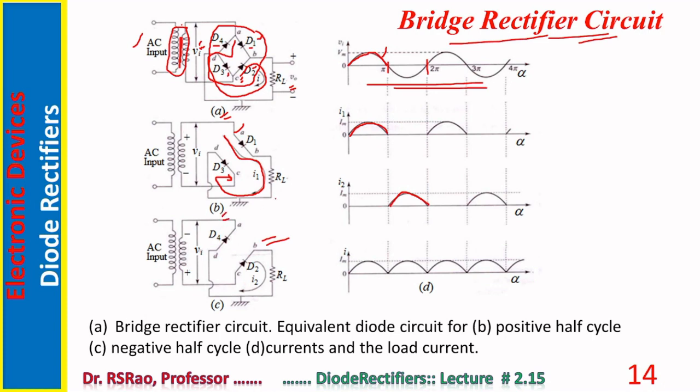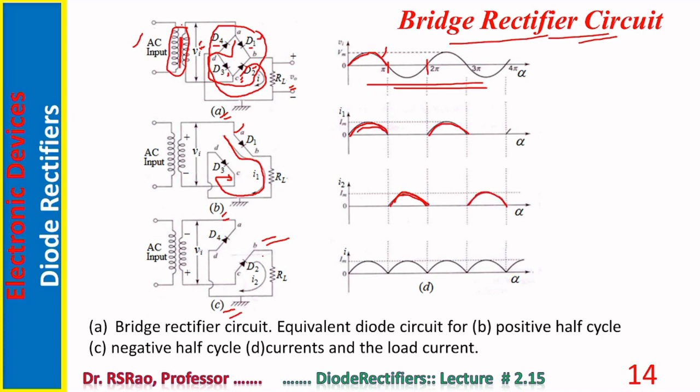In B, notice I1 is from top to bottom. In C, notice current is again from top to bottom. So the direction of current is the same. Similarly, in the next positive half cycle, I1 exists. Next negative half cycle, I2 exists.